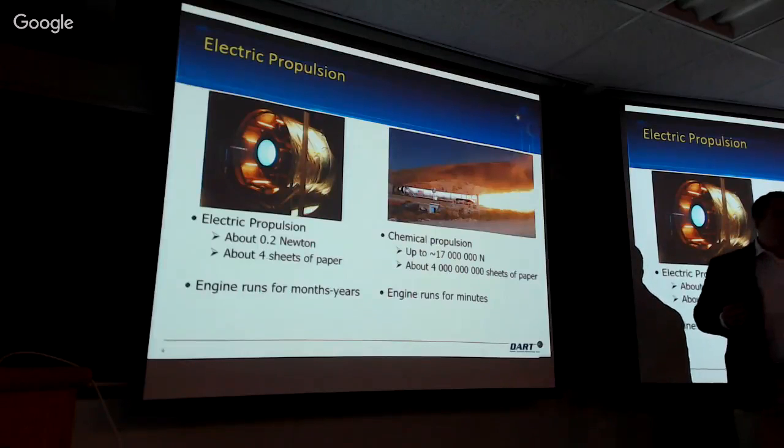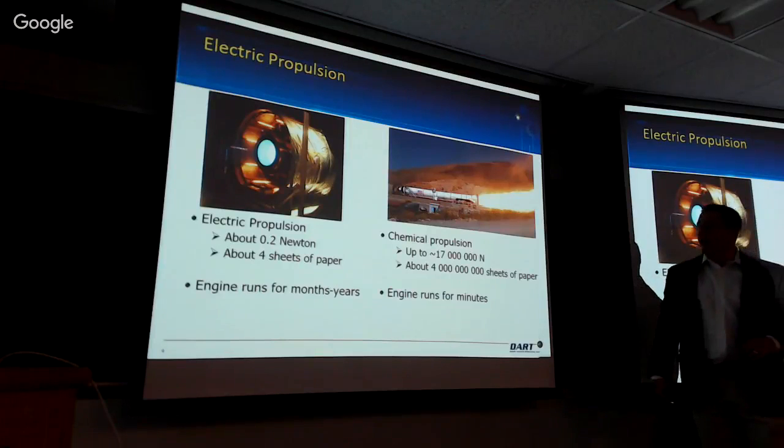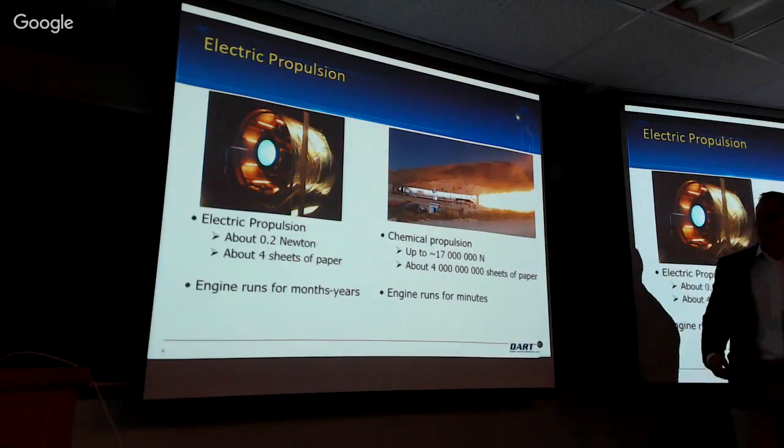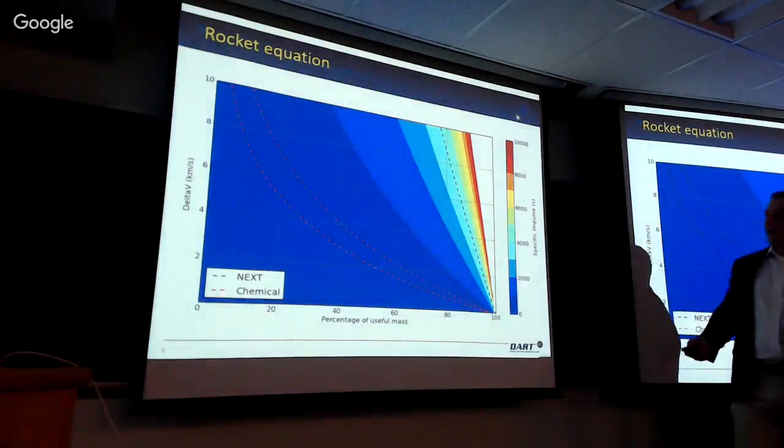So obviously it changes what the trajectories look like, and that's why we're getting into all this. And you can see the orders of magnitude of difference with chemical propulsion. But again, payoffs in ISP, so you can run the engines forever, about 10 times as efficient.